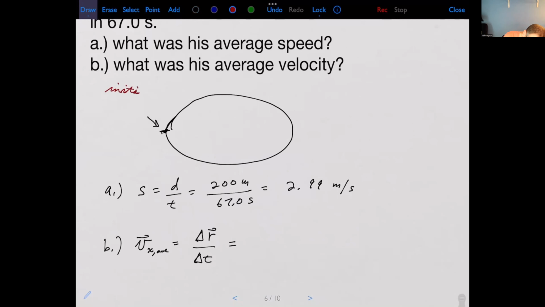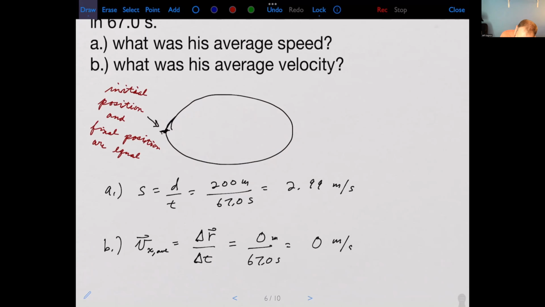I'll write that here. So initial position and final position are the same, are equal. So what is the change in position going to be if the initial and final position are equal? That's simply going to be 0, right? And then the elapsed time is 67 seconds. So again, the average velocity, because the person is starting and ending at the same position, is going to be 0 meters per second.